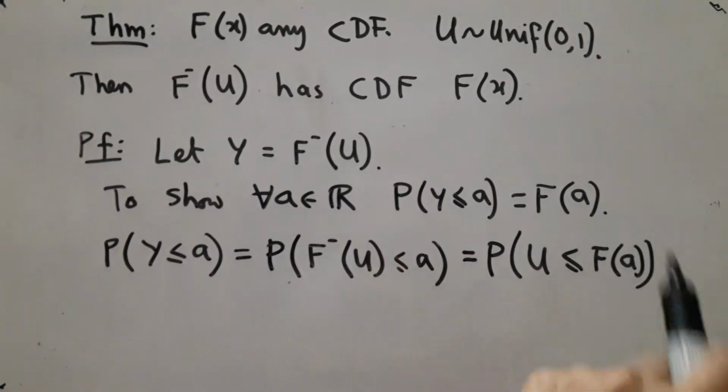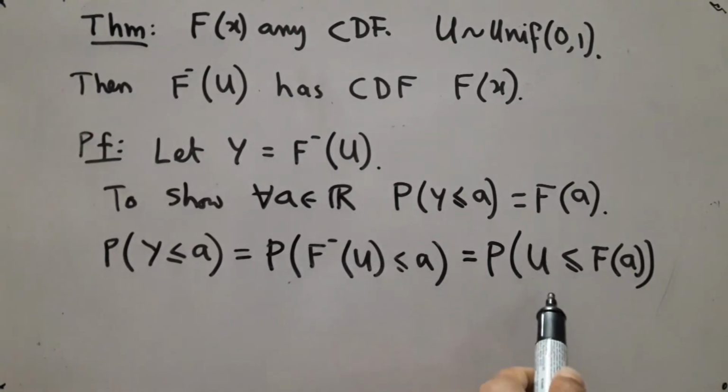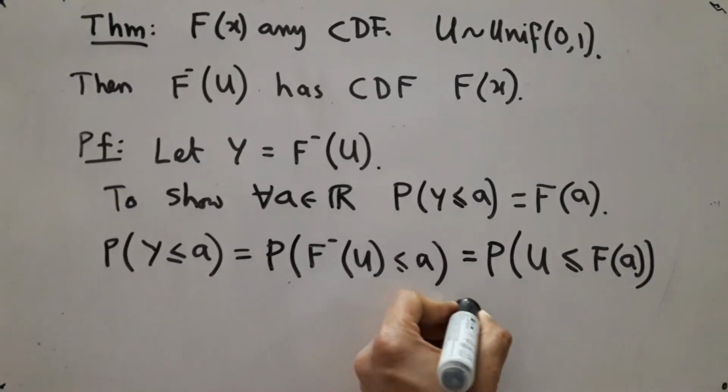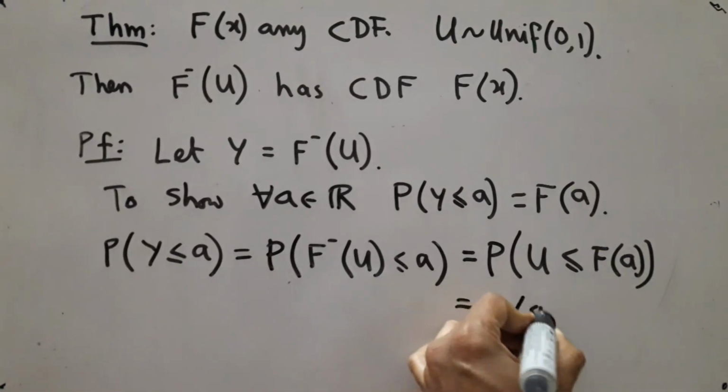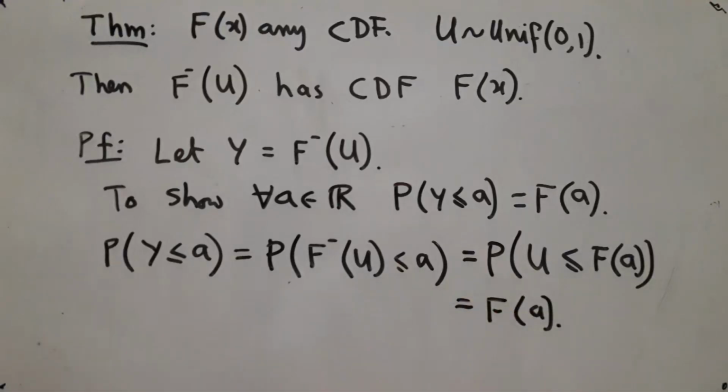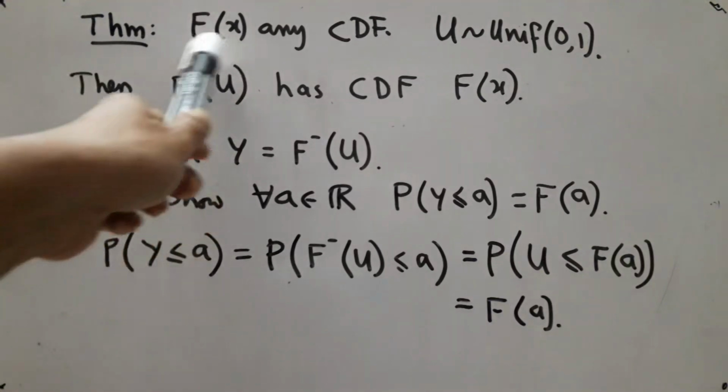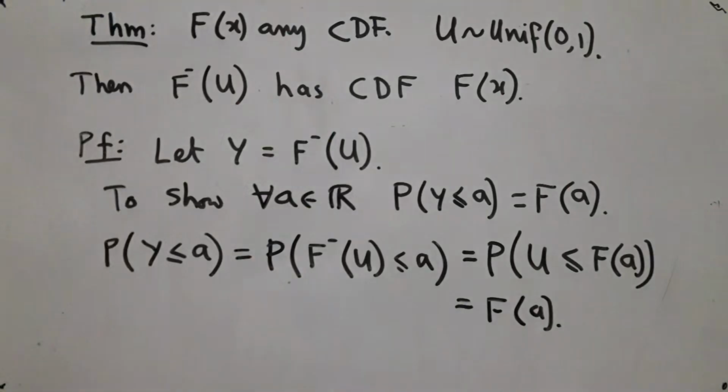Now F(a) is a number between 0 and 1. So this uniform 0-1 random variable is less than or equal to a number between 0 and 1. That is just equal to F(a). And that completes the proof. Very simple proof. Now apart from being half of the proof of the fundamental theorem of probability, this is of great application in computer programming because this is how any computer system generates random numbers from any given distribution.